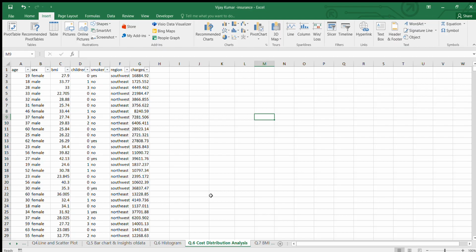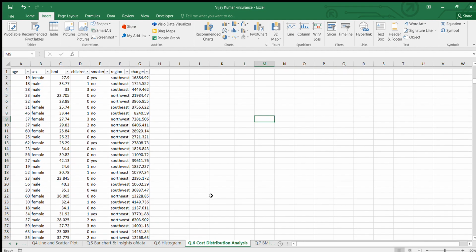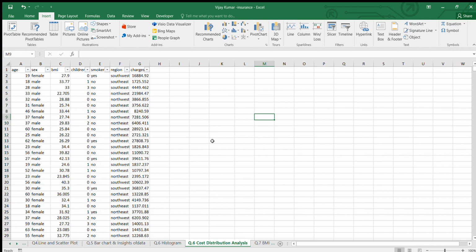In the next question, cost distribution analysis. So for the cost distribution, these are the charges region-wise that we have applied here. And the next question is here, this is the total charges they have given to us.